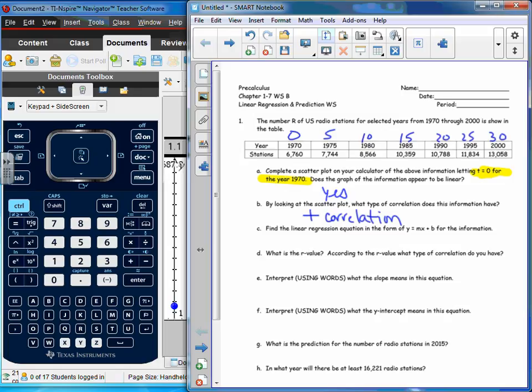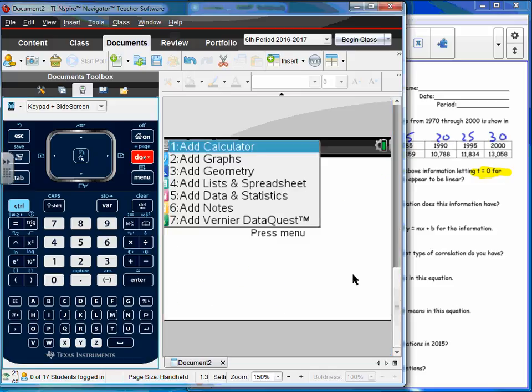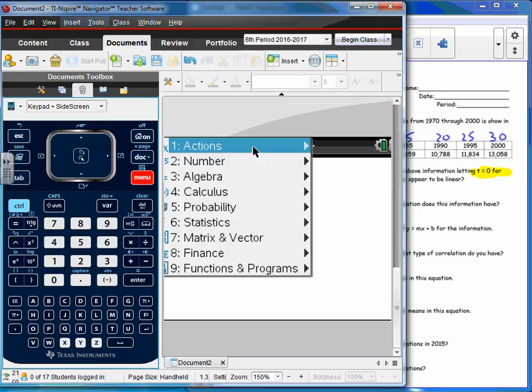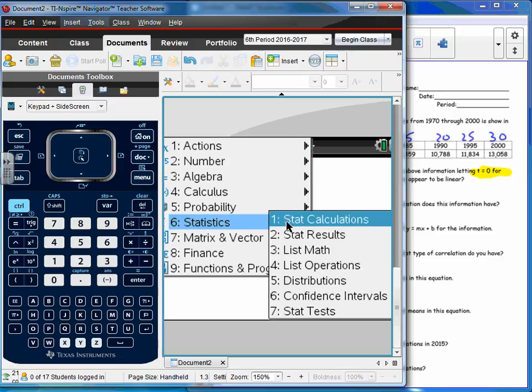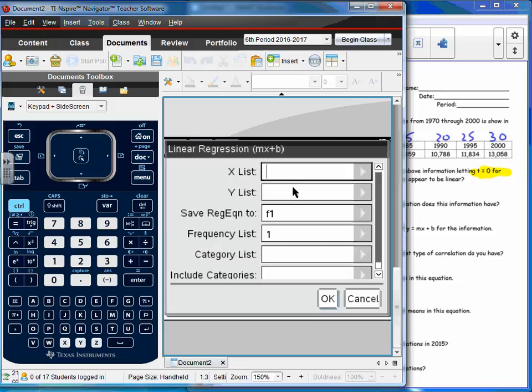Find the linear regression equation in the form of y equals mx plus b. So I'm now at step number 9 on my steps. I'm going to come back over here and add a new page. So Control Doc, and I need to add a calculator page. If I hit Menu, and I examine what I'm given, what do you think I need to do? Statistics, because I have data. And now I need to do stat calculations, and mx plus b is what I'm going to use. You could use either a plus bx or mx plus b, but I prefer you to stick with what you know, which is mx plus b.